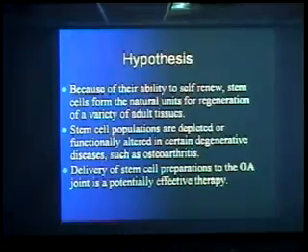The second part of the hypothesis says that in certain degenerative diseases, stem cell populations are depleted or altered. The example that I'm going to talk about is osteoarthritis. And thirdly, as a result of 1 and 2, if you deliver stem cell preparations to the OA joint, you could devise a potentially effective therapy. So let me address each of these points in terms of some experiments.